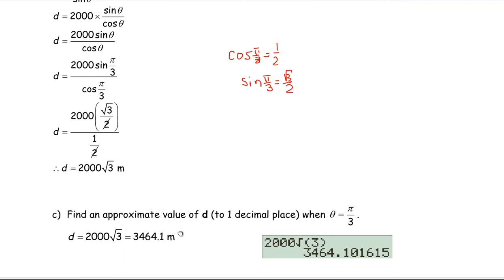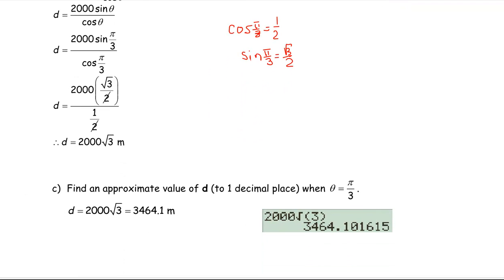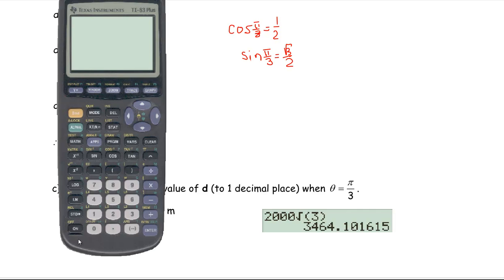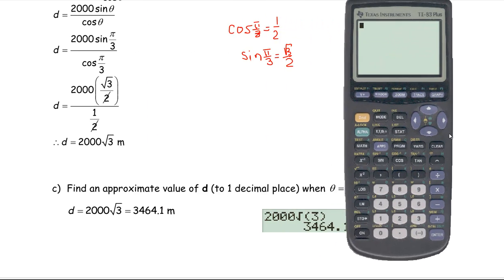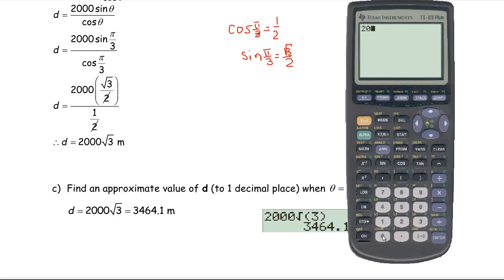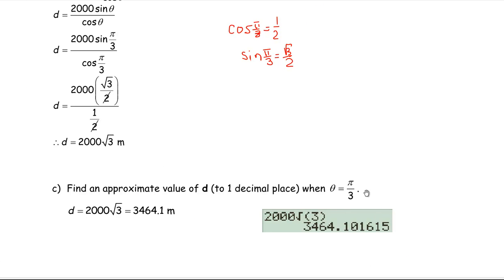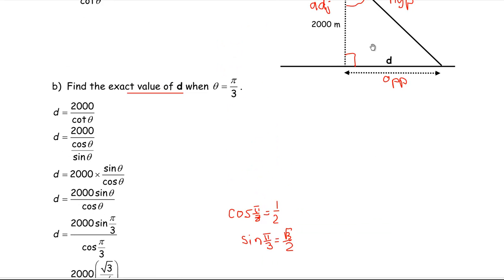And for C here, and I put the screenshot here, but I can do this on my calculator again. Turn it on here. So it's just 2000 multiplied by the root of 3. And that's where we get 3464.1. Now, if you have a different calculator, you might have to go times the square root of 3. Just depends on how your calculator is programmed. So that is to one decimal place, 3464.1 meters, what the length of that distance would be.